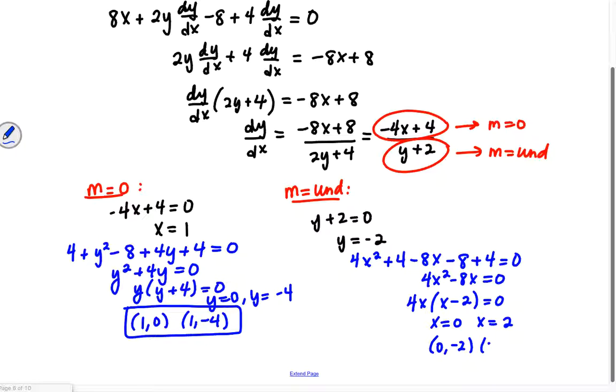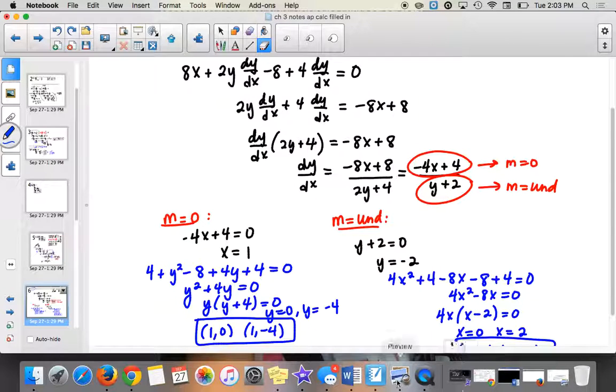So our answers are 0, negative 2, and 2, negative 2. The y value is negative 2, right, from here. So we're plugging in for y. My bad. All right, does that make sense? So that's the place where you have a vertical tangent line. All right, we'll stop there.